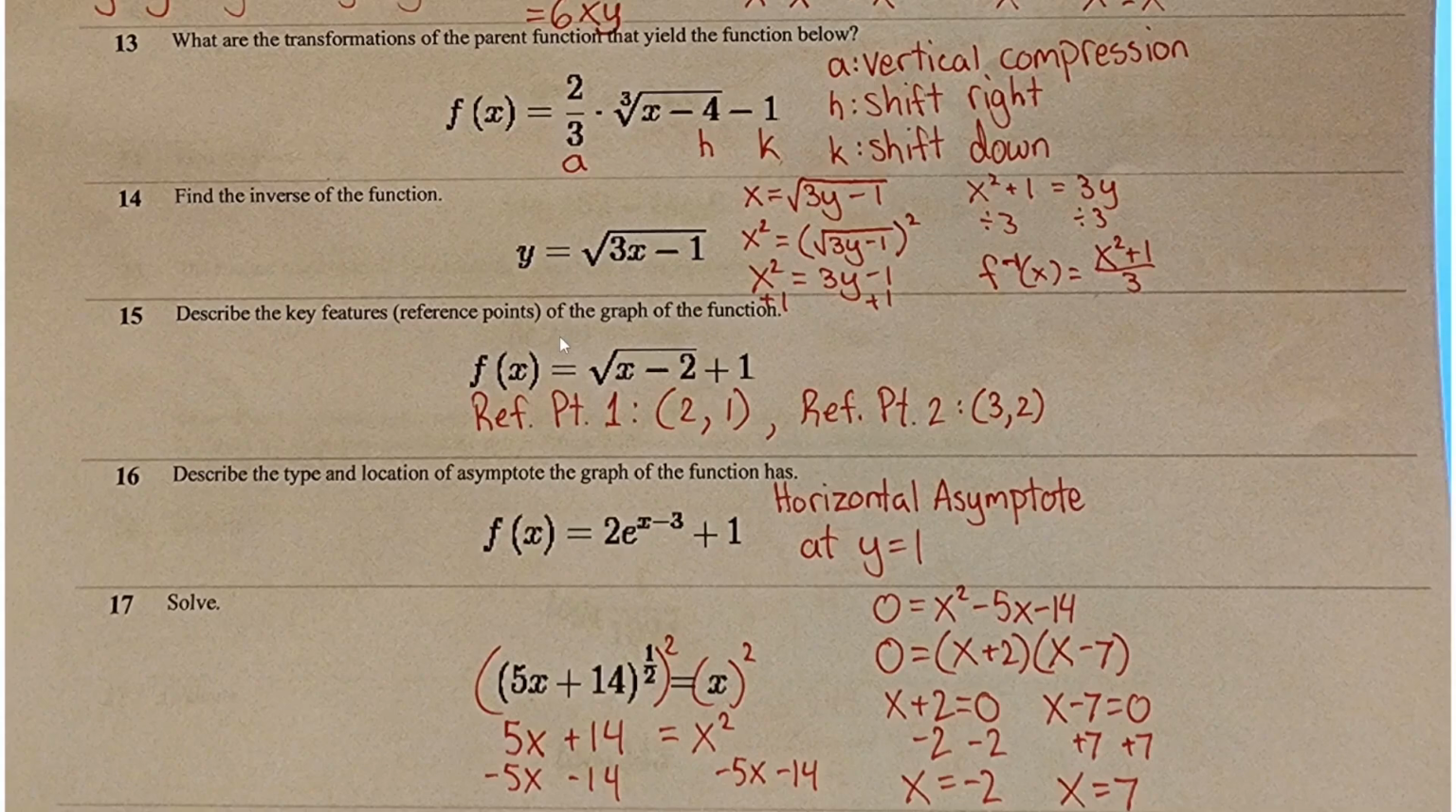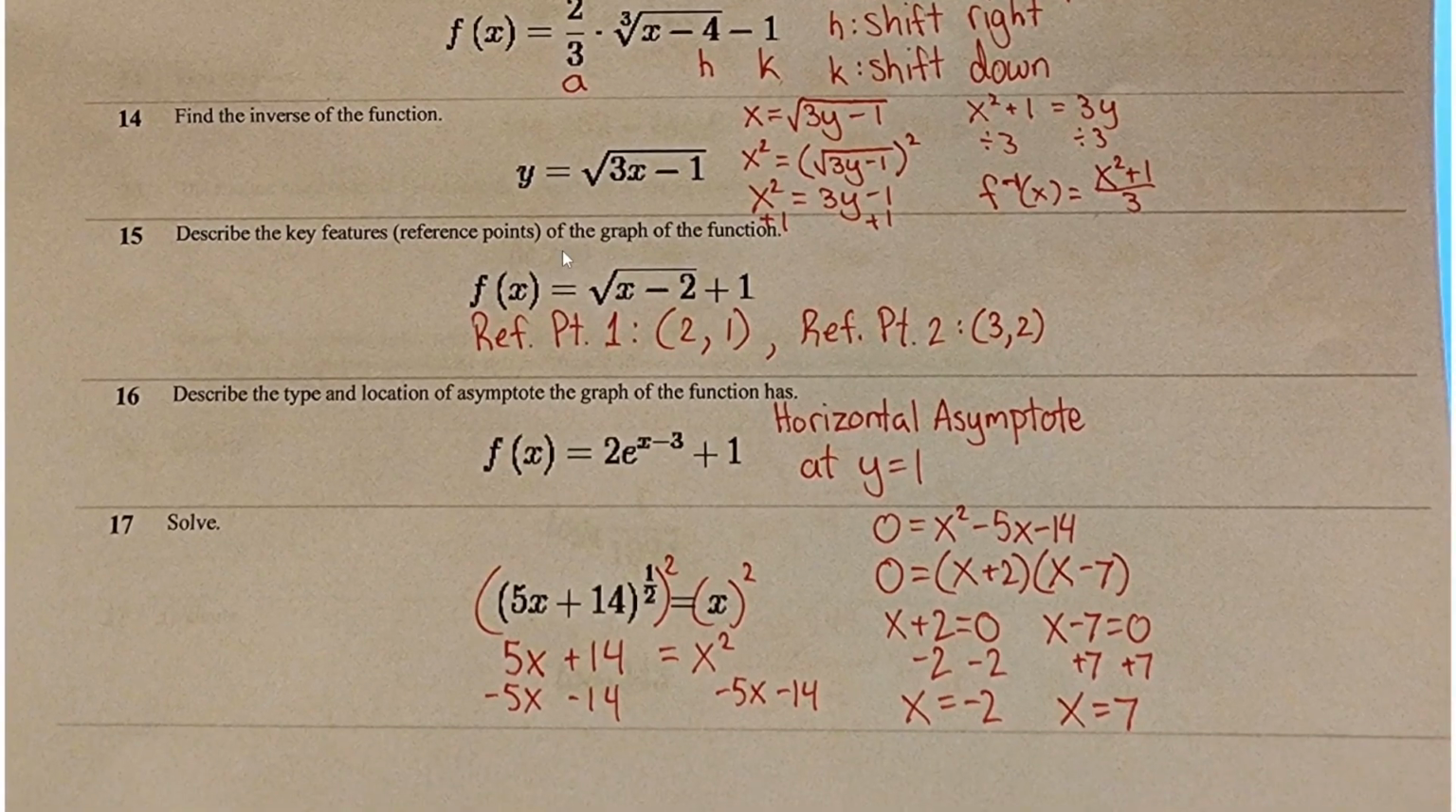Describe the key features, aka the reference points, of the graph of the function. Sure. I will say that key features, and on the final I will be specific, but key features do include other things such as where asymptotes are, and that's not the reference points. So if it's a function that has asymptotes, I will make sure to specify that. But anyways, this is a square root graph, so it has all this stuff here, this -2 and this +1.